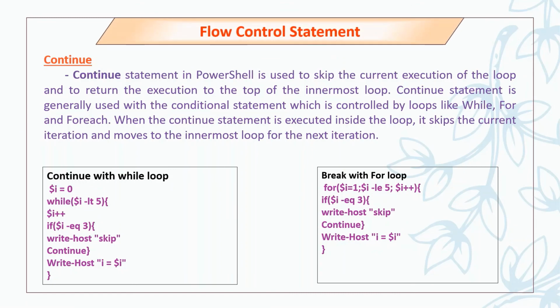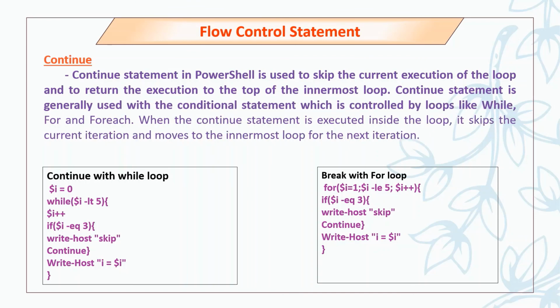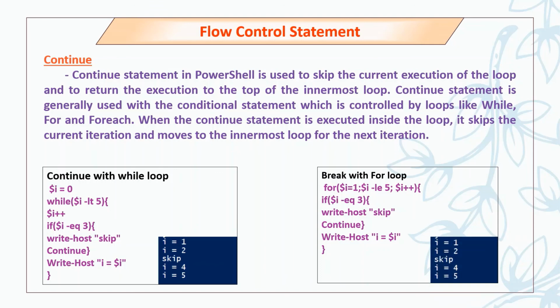Continue statement. Continue in PowerShell is used to skip the current execution of the loop and to return the execution to the top of the innermost loop. The continue statement is generally used with conditional statements which are controlled by loops like while, for and for each. When the continue statement is executed inside a loop, it skips the current execution and moves to the innermost loop for the next iteration. As you can see in these examples, these are supposed to print the value of I till 5. But when its value is equal to 3, it skips the execution of the print statement.